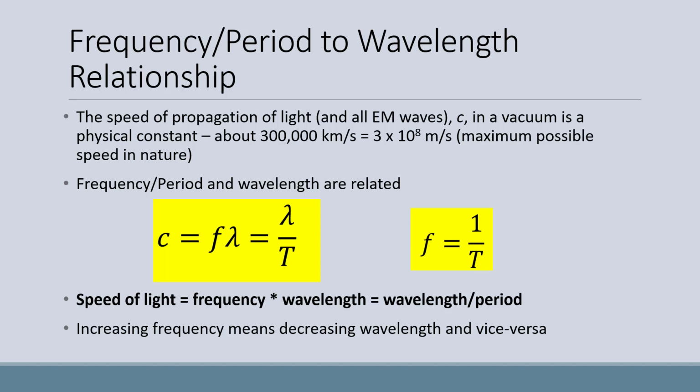The speed of light equals the frequency of a wave times the wavelength, which is equal to the wavelength divided by the time period. This tells us that the frequency is also equal to 1 divided by the time period, something we already knew based on the definitions of frequency and period we went over in the previous slide. What this means is that as frequency increases, the wavelength decreases. The opposite is also true, meaning that lower frequencies are associated with higher wavelengths, and vice versa.